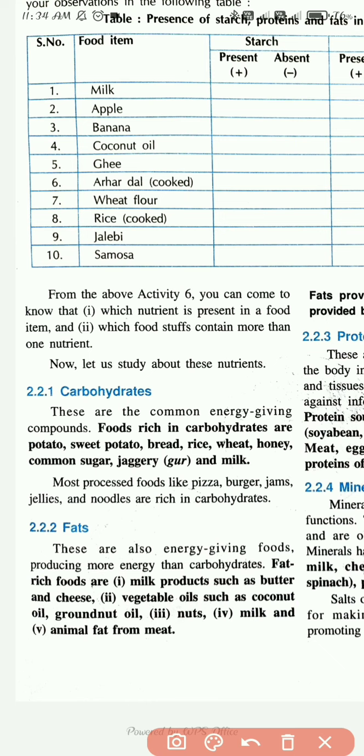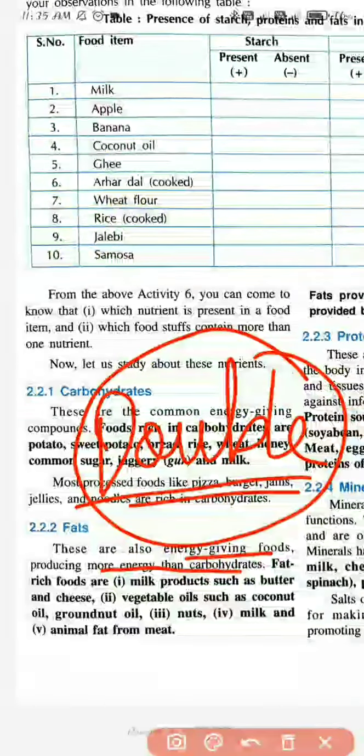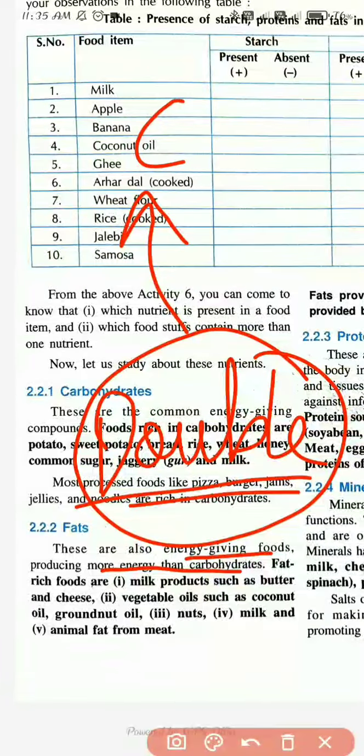Next, fats. So what are fats? These are also energy giving foods, producing more energy than carbohydrates. As we have come to know, carbohydrates give us energy, but fats provide us double energy. So if you eat things that contain fat, we will get more energy in comparison to the foods which contain carbohydrates.